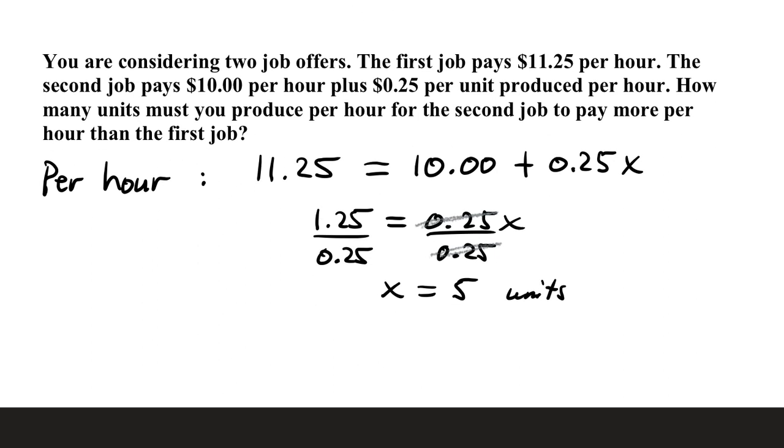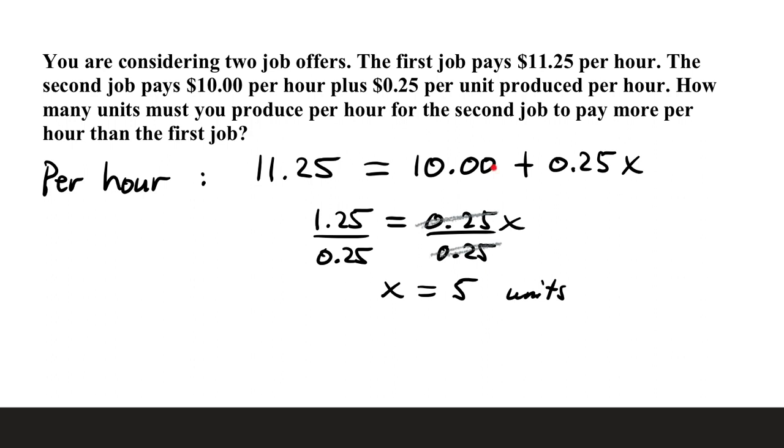You're considering two job offers. The first job pays $11.25 per hour. The second job pays $10 per hour plus 25 cents per unit produced per hour. How many units must you produce per hour for the second job to pay more per hour than the first job? The first job is just straight up $11.25. That's what you're going to earn in the first hour. The second offer, they will pay you $10 plus 25 cents for every unit you produce.